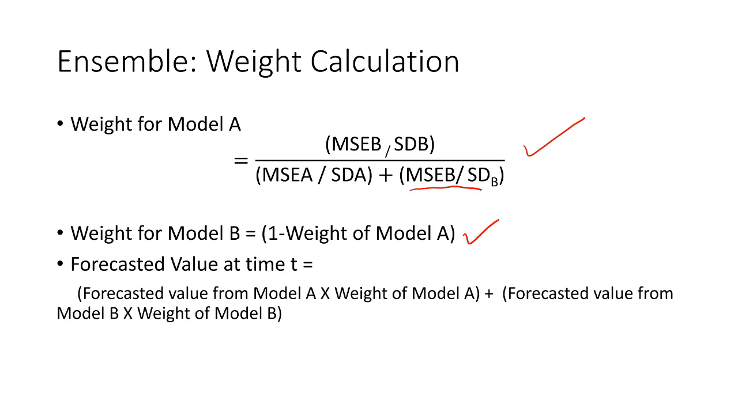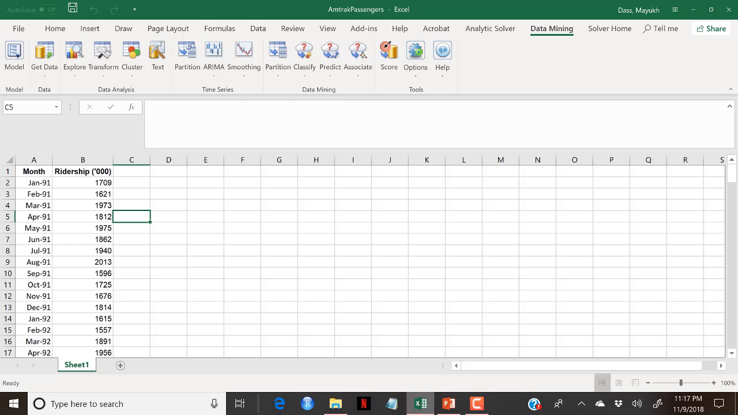After we calculate the weights, we're going to multiply each weight with its respective forecasted values, and we will just add those two numbers to get our final ensemble solution. To illustrate this, let's look at our example on Amtrak.